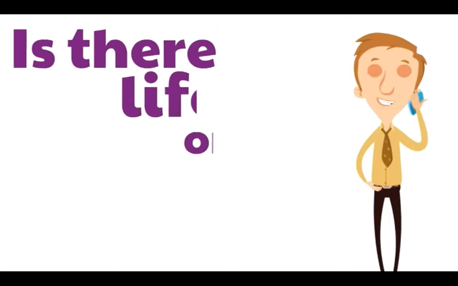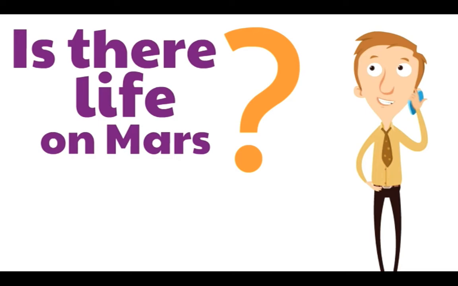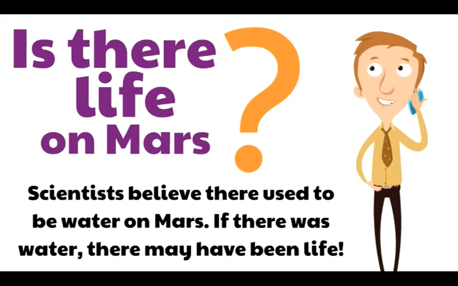Hey, is there life on Mars? That's a really good question that a lot of scientists have been trying to answer for a long time. Well, scientists believe there used to be water on Mars. If there was water, there may have been life, and even stranger, there are some scientists that believe we may still find basic forms of life still living on Mars.